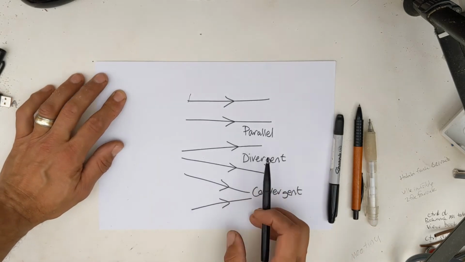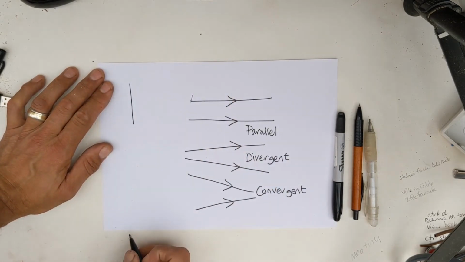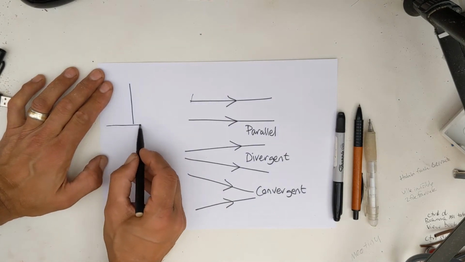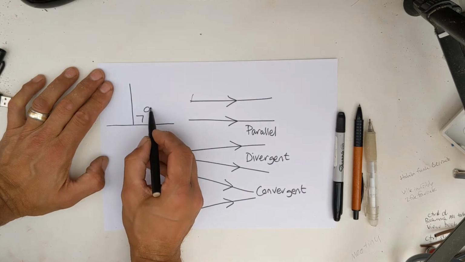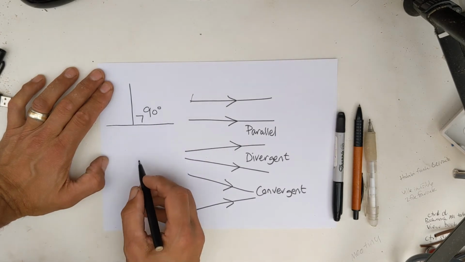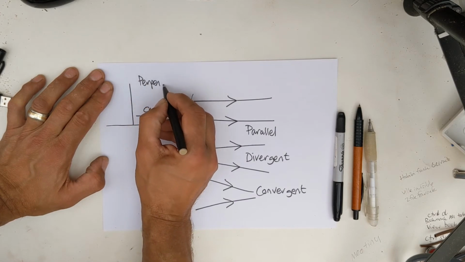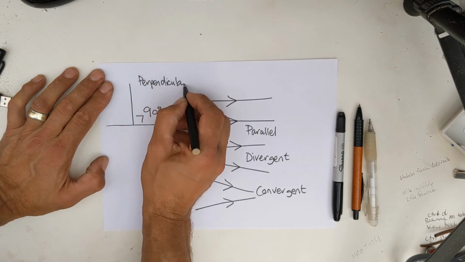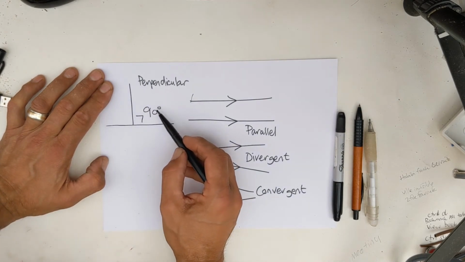So that's good things to understand. Another thing with lines and properties between them. If I draw a vertical line and a horizontal line, the angle between those two lines is 90 degrees. We call those two lines perpendicular. We say they are perpendicular to each other. That means they are 90 degrees to each other.